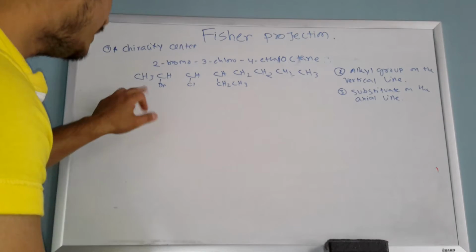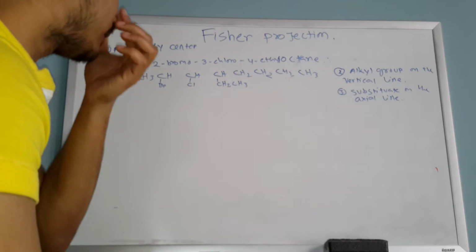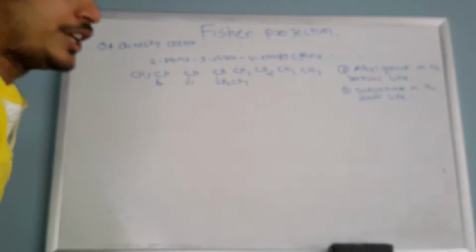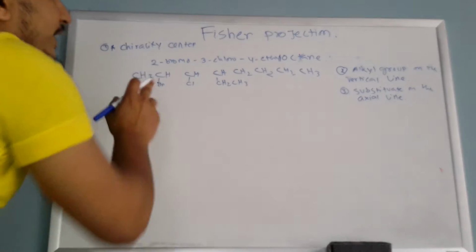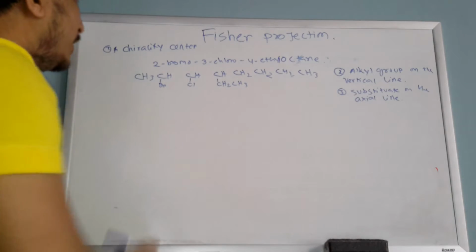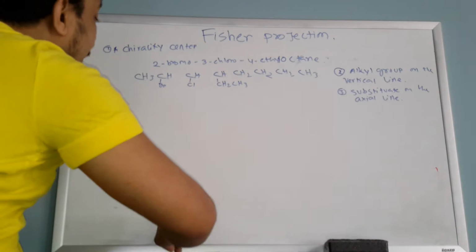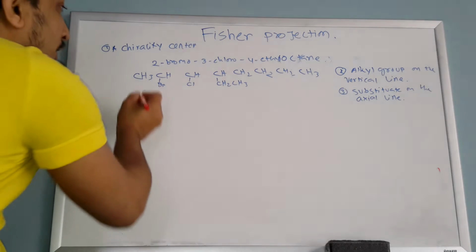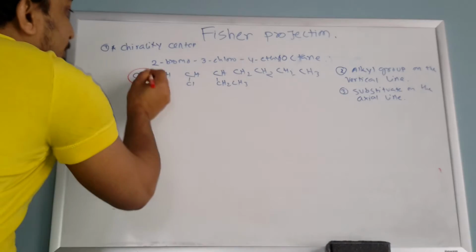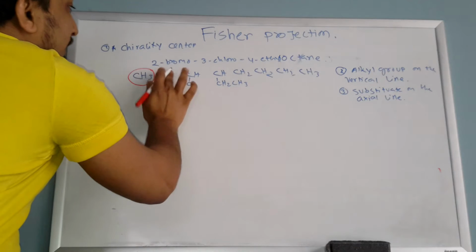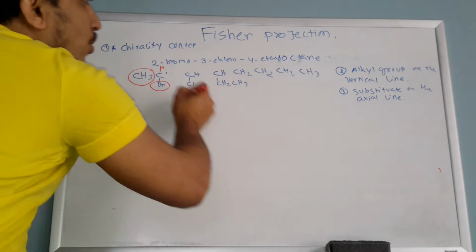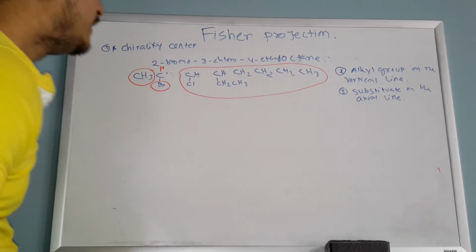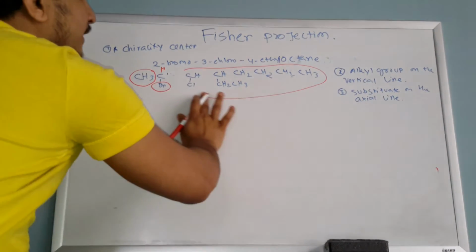So how many chirality centers are there? First, let's talk about this carbon. This carbon has no chirality center. Why? Because 3 bonds are the same kind of bond, hydrogen. So that's why there is no chirality center. Let's talk about this carbon. This carbon is a chirality center. How? Look, this carbon is attached to this carbon, then bromine, then hydrogen, and all the other things. All the other things are one group. So that's why this one is a chirality center.